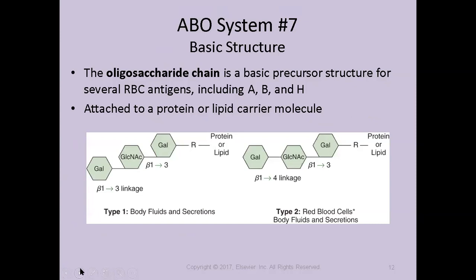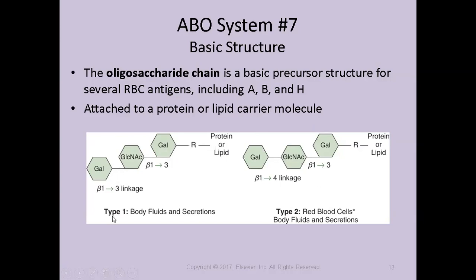So let's move on and look at the structures of these oligosaccharide chains. The oligosaccharide chain is a basic precursor structure for several red cell antigens, including A, B, and H, and it's attached to a protein or a lipid carrier molecule. This is a diagram from our textbook. And what's important to note here, some of you have had organic chemistry, maybe in the summertime, or previously. I know you've had it. Not one of my favorite topics.